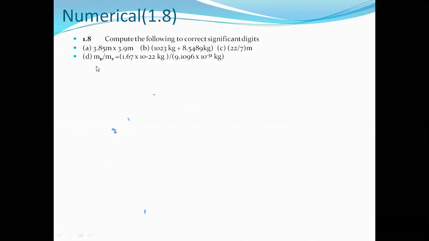And the last part is the ratio between the mass of a proton and the mass of an electron. The mass of the proton is 1.67 into 10 to the power minus 22 kilograms, and the mass of the electron is given as 1.9096 into 10 to the power minus 31. Now, in this case, I'm not sure about the value, but it is 10 to the power minus 27 kilograms for the mass of a proton. So this is a constant value, so you have to value it correctly.